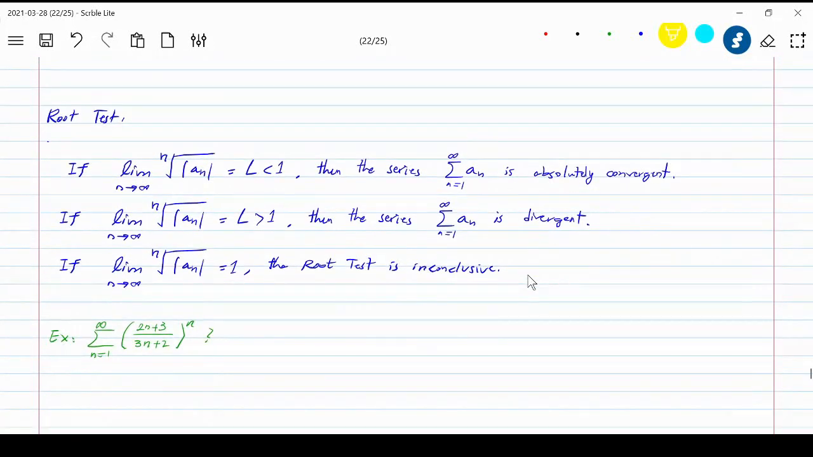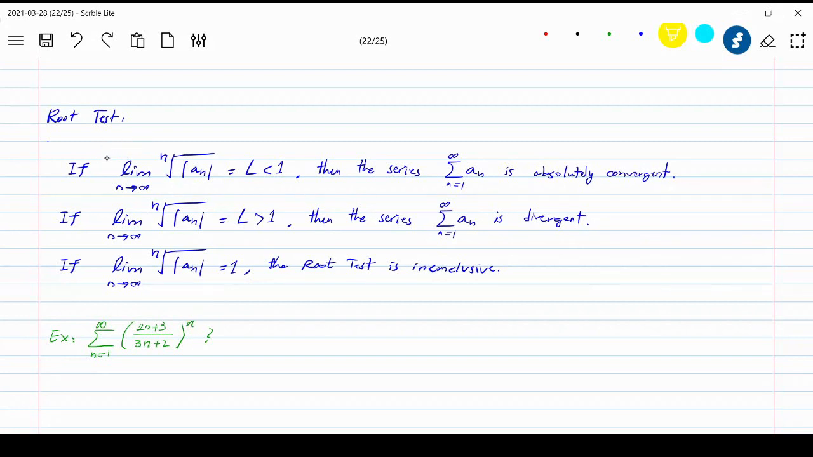How about the root test? The root test is dealing normally with examples when you have powers of n involved, something like this to the power n. So the root test is used for those cases. And what does it say?